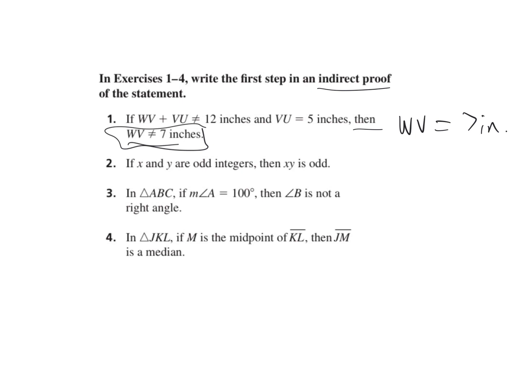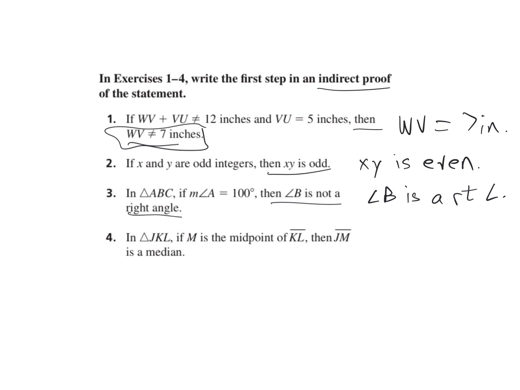Number 2, if x and y are odd integers, then x times y is odd. So the opposite of that would be x times y is even. You would try to prove that to be false. All right, so in ABC, if angle A is 100 degrees, then angle B is not a right angle. So the indirect proof would say angle B is a right angle. That's what you would try to prove to be false.